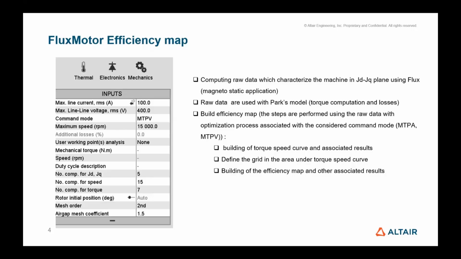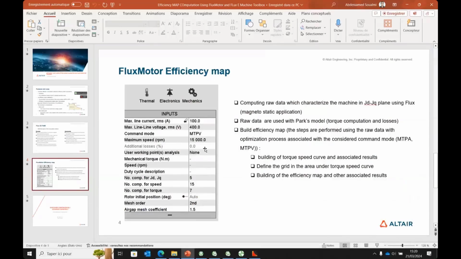This means that we don't consider the rotor position, and there is the variation of the current in D and Q axis. From this raw data, we use a Park model to do the computation of the torque, the analytical formula. This means that we consider only the first harmonic, and from this we build the efficiency map. We consider also both commands, the MTPA and the MTPV control. This is just a small introduction. I will show you directly from FluxMotor.